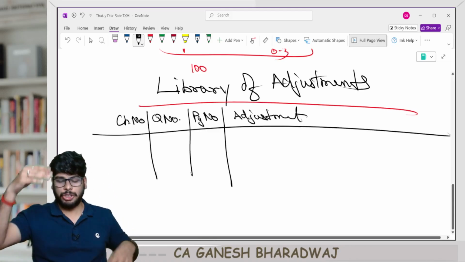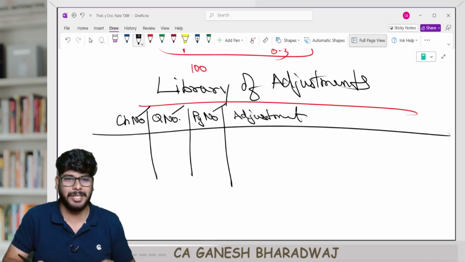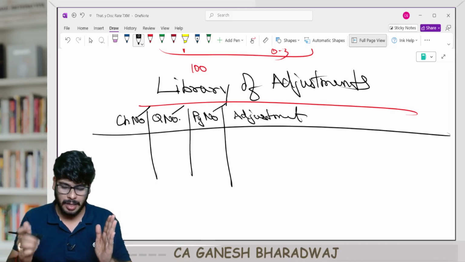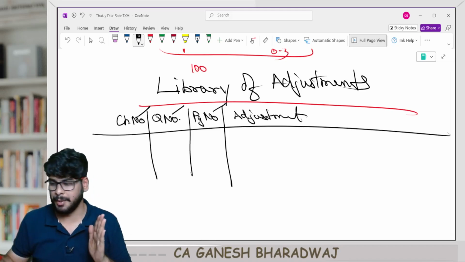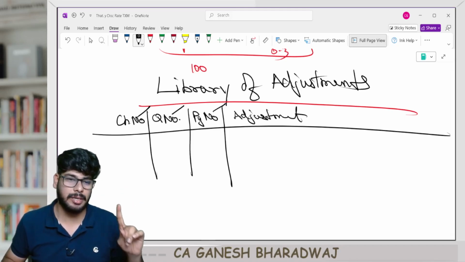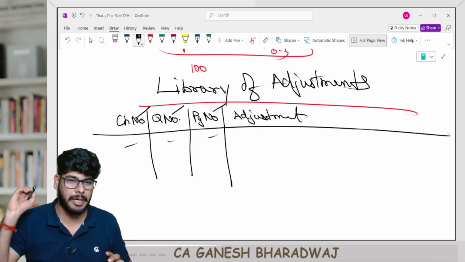Okay. Now on the top have 4 columns: chapter number, question number, page number, small columns. Adjustment alone, you have a big column for the entire length of the page. Only one time I will tell you this. After every question, you need to give all the numbering. Adjustment alone I will dictate.